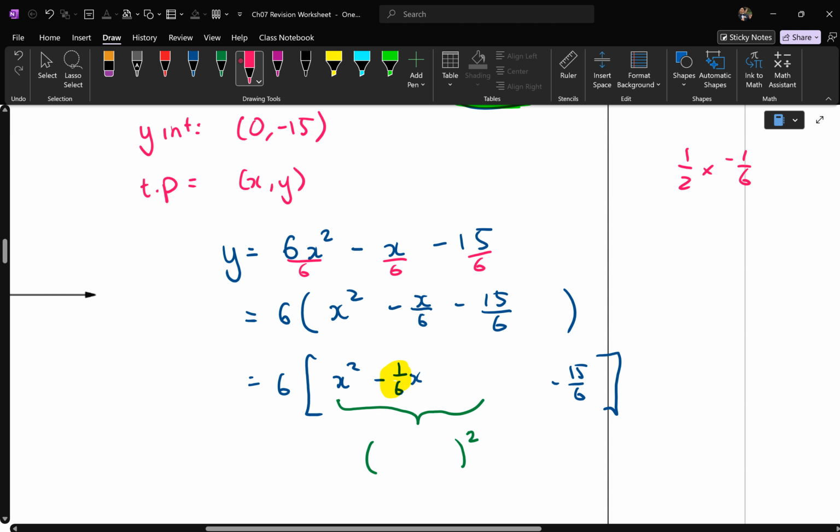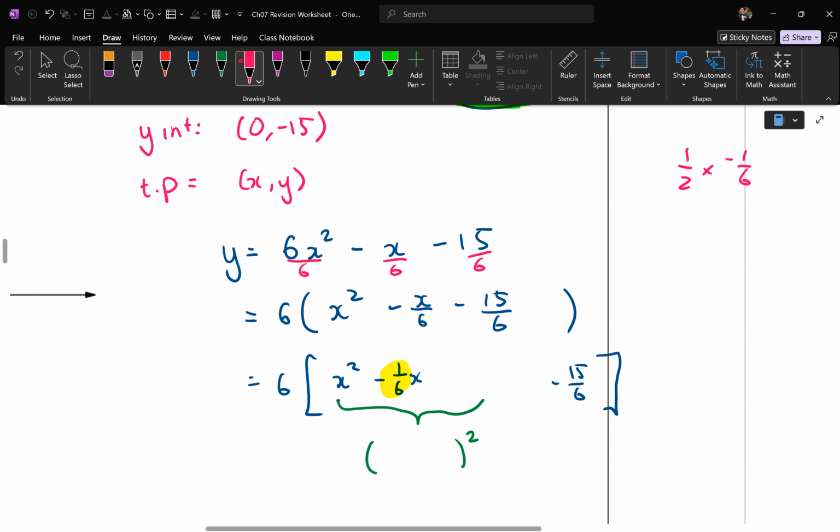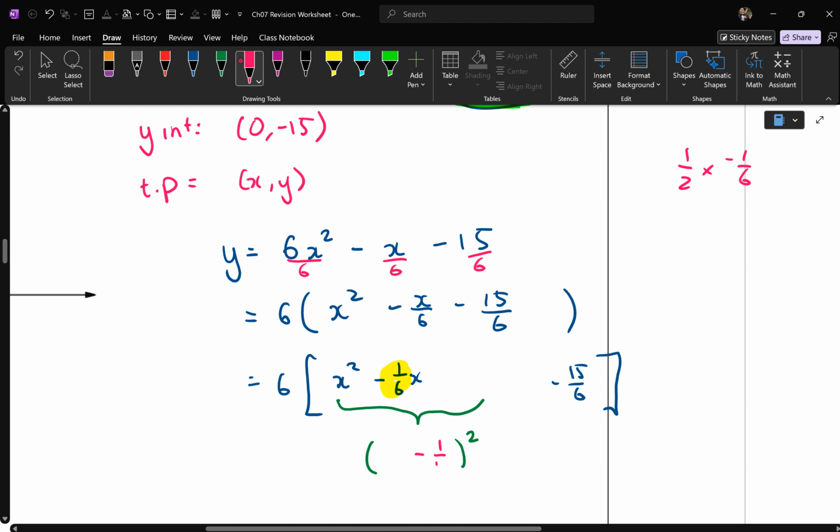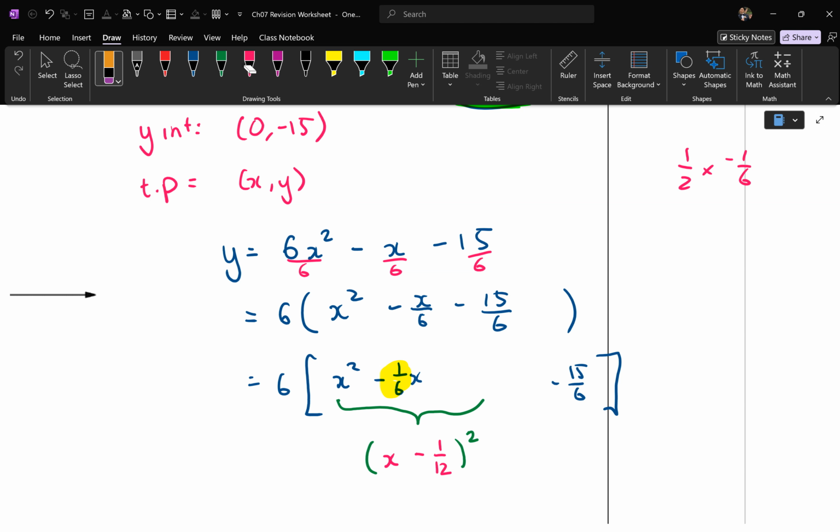Half of means times, so you get half times negative 1/6. That's your B term. If you halve that, you'll get this number over here: negative 1/12. So this gives you minus 1/12. And remember, this one has to be an x to get an x squared. This is your perfect square. So your last number is basically the square of negative 1/12.